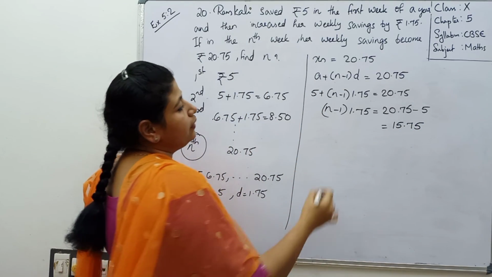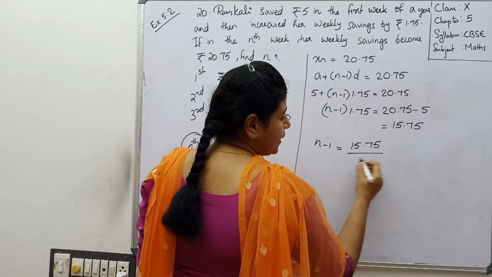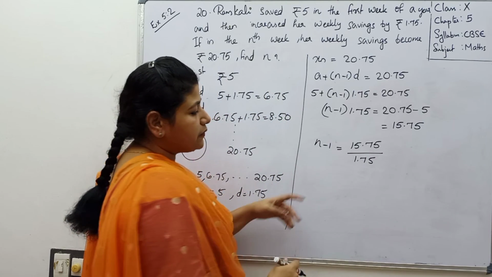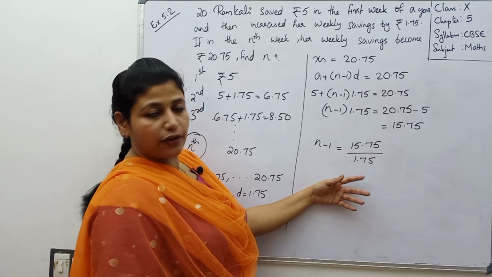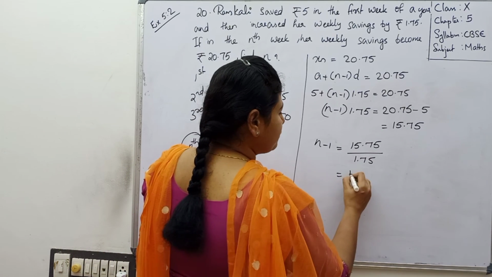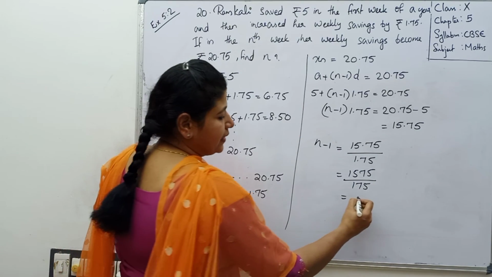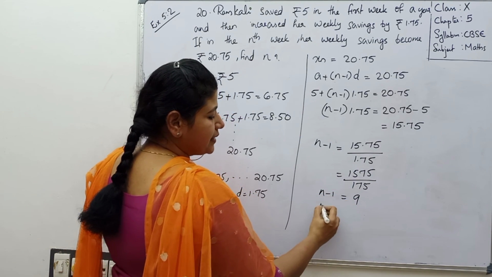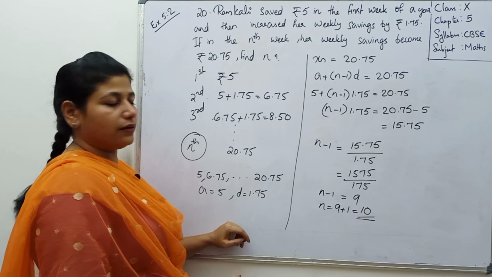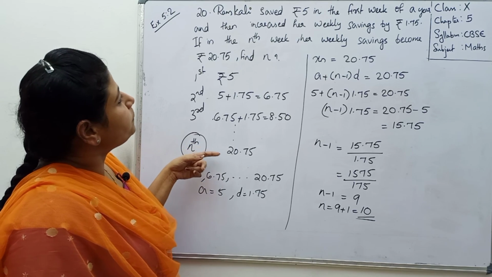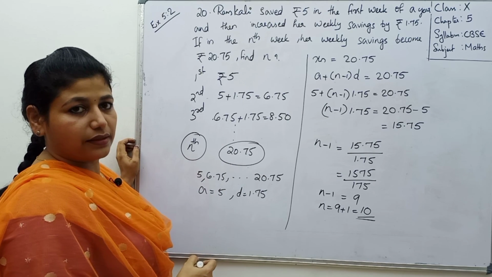15.75. Now take n minus 1 equal 15.75 by this 1.75. Since after this decimal there are two places on numerator and denominator, so no need to take care of this decimal places. We can just divide as 1575 by 175. So you will get 9. So n minus 1 equal to 9 means n equal to 9 plus 1, which is equal to 10. So on the 10th week, she will save an amount of 20.75 rupees.